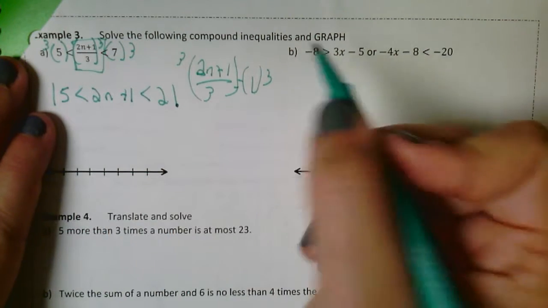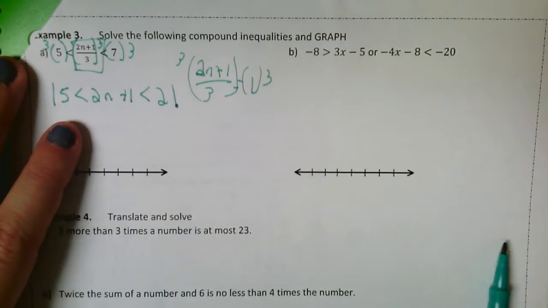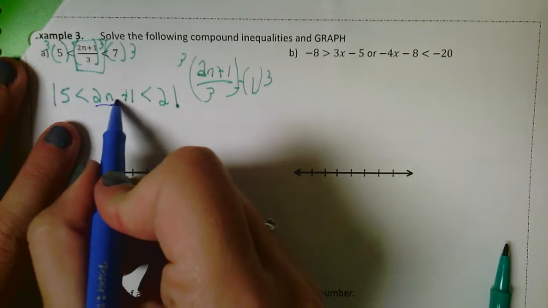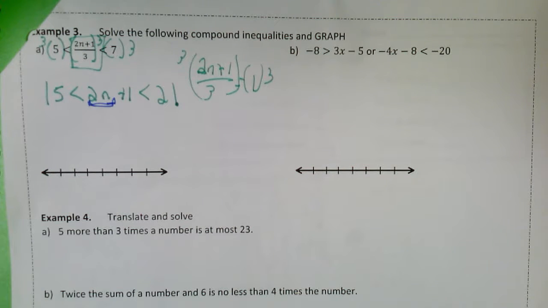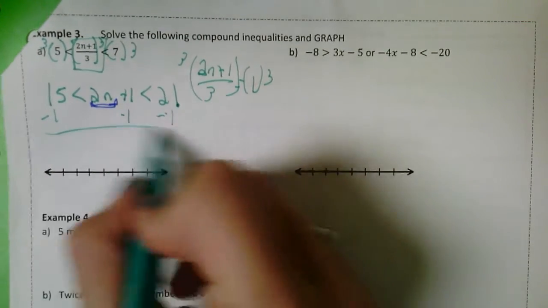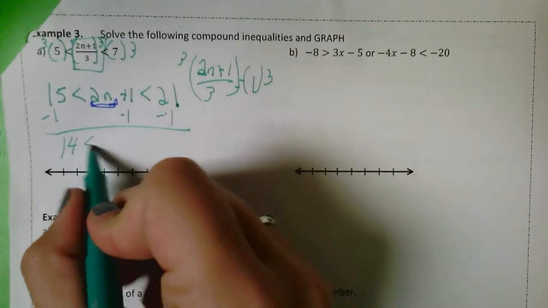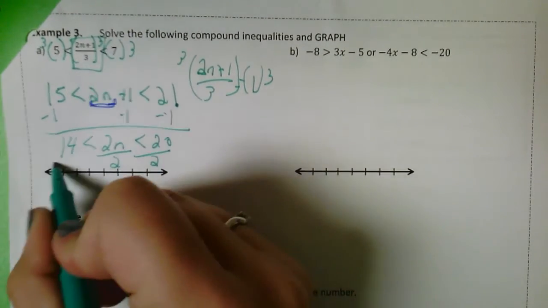Then you'd ask yourself, how would I get rid of the plus 1? Make sure that you save the piece that has the variable. Save this piece for last. They are connected, so until they're completely by themselves, you can't do anything with that. So we would subtract 1. Again, 14, that gives you 2n, and 20. Then you can finally divide by 2 and get your final answer.